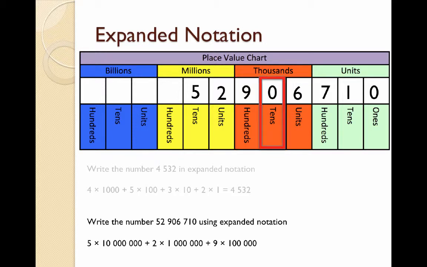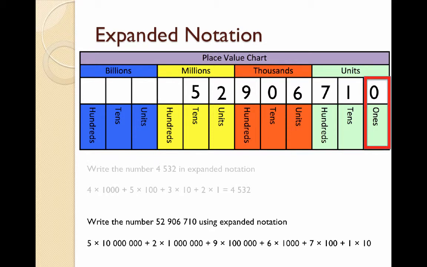A 0 in the ten thousands column, I'm not going to write plus 0 times 10,000. There's no point to that, so I'm just going to move on to the 6. This is a 6 in the thousands column, which means 6 times 1,000. The 7 in the hundreds column means 7 lots of 100. And a 1 in the tens column means 1 lot of 10. Again, a 0 in the ones column means that there's nothing for me to write.